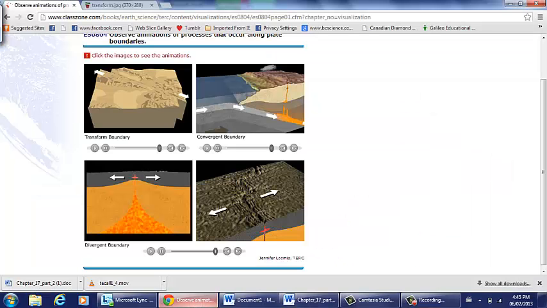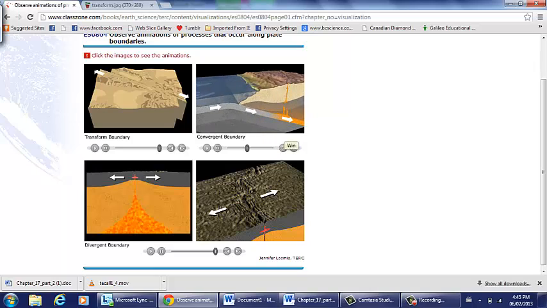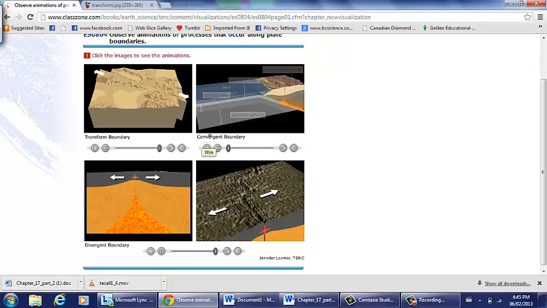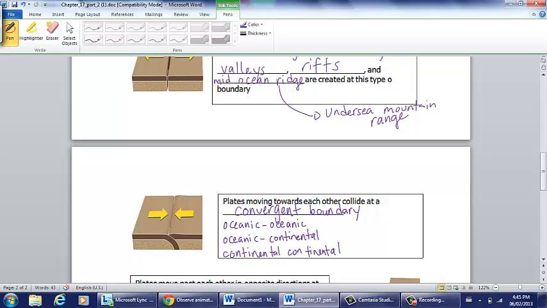An animation of a convergent boundary would be this one here in the top right. You can see this oceanic plate is moving underneath the continental plate. So in this case, it's oceanic-continental. And to show that again, as this is moving underneath, the crust here is going to melt, and that forms a chain of volcanoes all along the boundary. So different features depending on what type of convergent boundary you have.